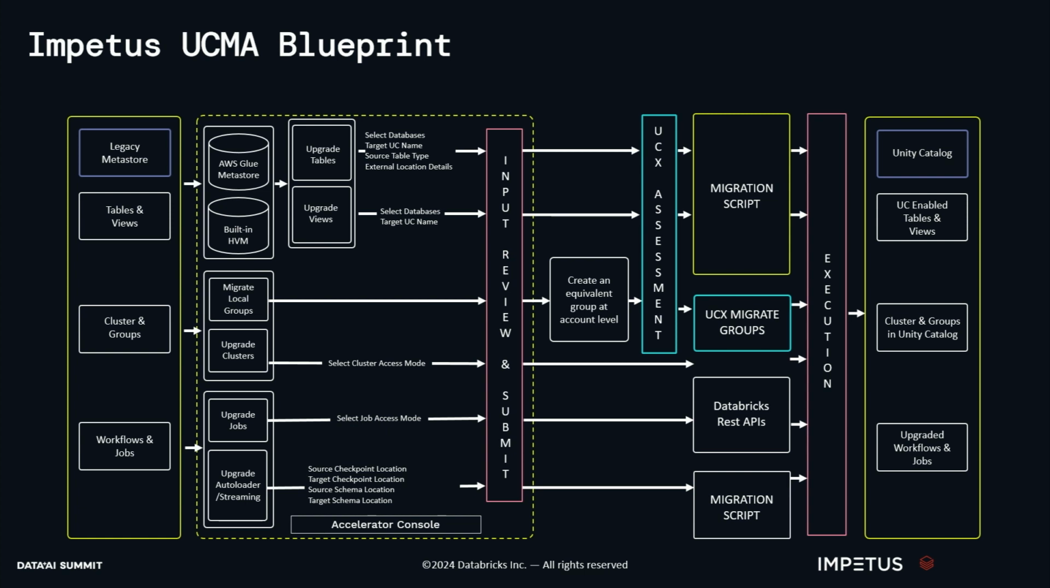So again, on the left-hand side, you have your legacy Metastore. We do upgrades of our tables and views. Then we also have your local groups. When we talk about local groups, Unity Catalog does not support workspace local groups, right? The groups that are local to workspaces. Now, that migration is also handled by our tool, and that is exactly what we have built or tried to address, one of the concerns that is there.